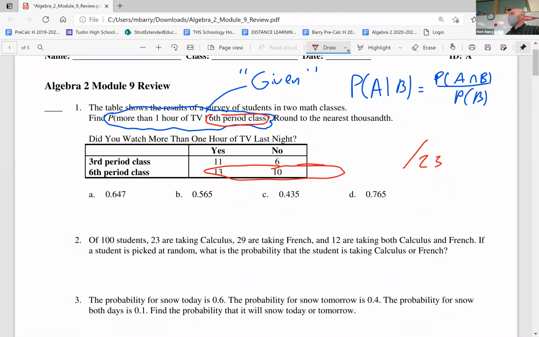Then the numerator is out of those 23, and that's why I like to do the denominator first, because it limits my population here. I'm not looking at everybody, I'm just looking at the 23 people. Out of those 23, how many watched more than 1 hour of TV last night? And that would be 13.